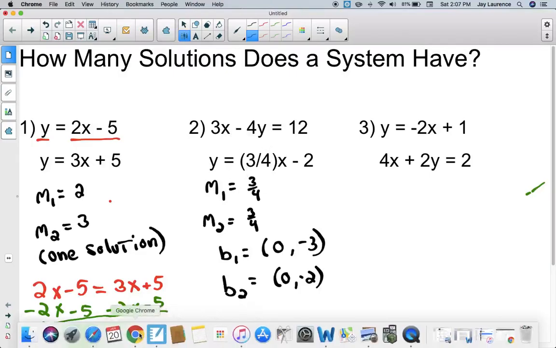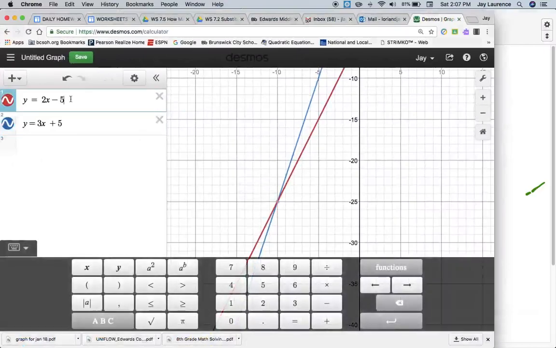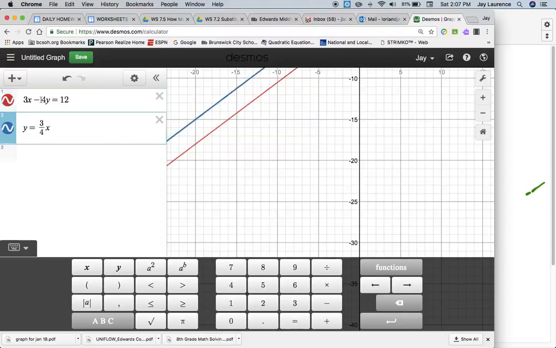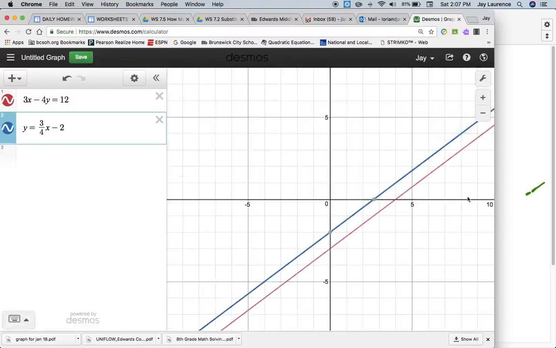Let's go back to Desmos and check. And so this time I'm going to have 3x minus 4y equals 12. And what is it? y equals 3/4 x, what was it, -2? And then hit the home, and look at that. They sure look parallel, and there's the y-intercept of the one equation and the y-intercept of the other equation, just like we had figured out.